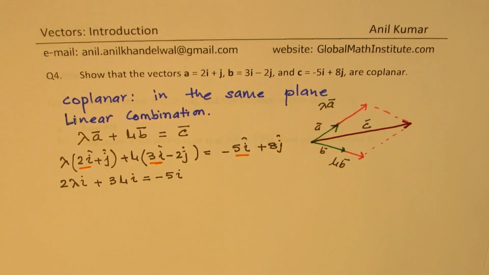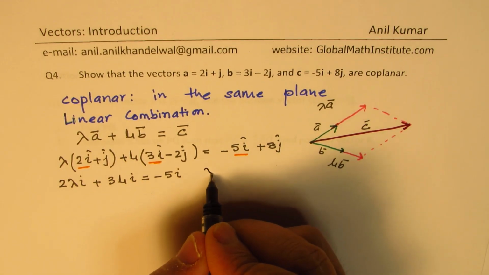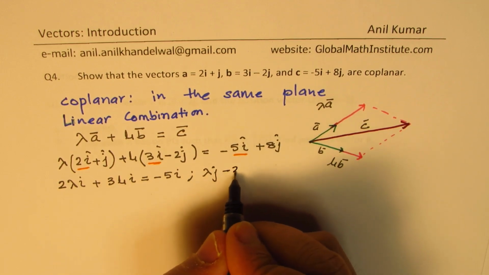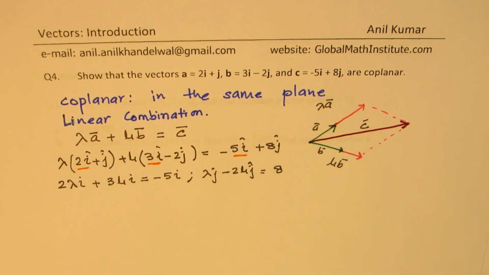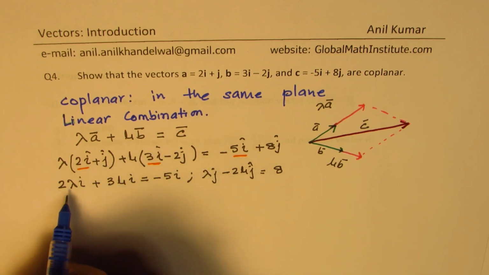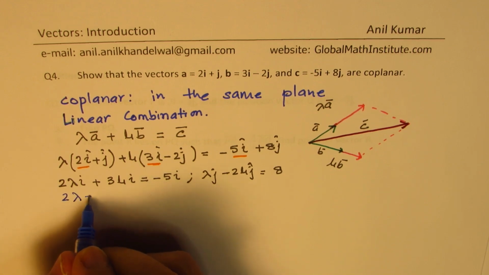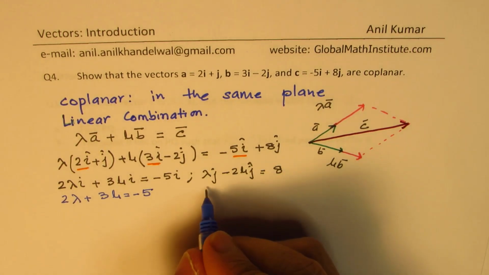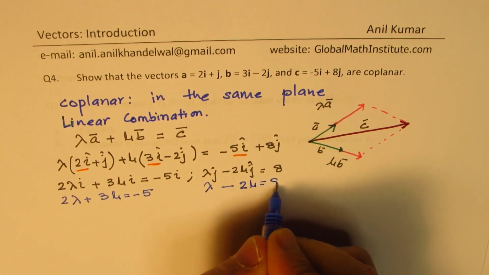Does it make sense to you? That becomes one equation. The other one with the j's. So we get lambda j, and here we get minus 2 mu j is equal to 8. Does it make sense to you? So we get two equations. We need to just solve these two equations. These are the i components: 2 lambda plus 3 mu equals minus 5. And here lambda minus 2 mu is 8.